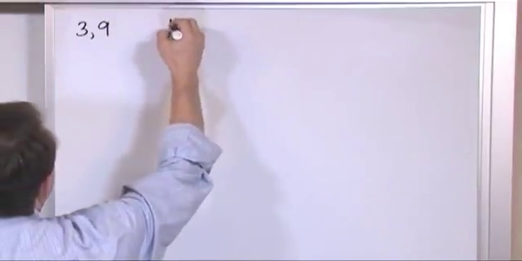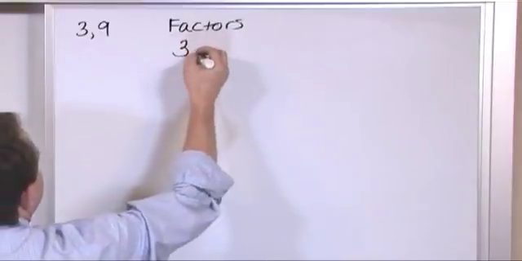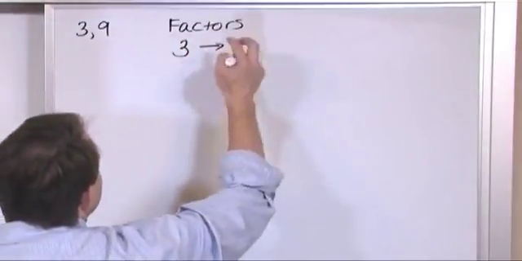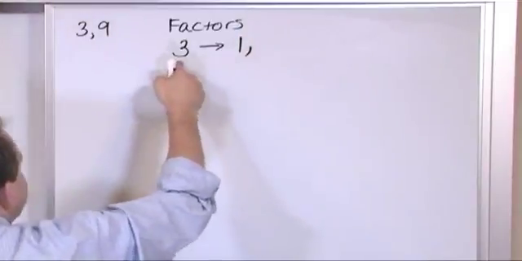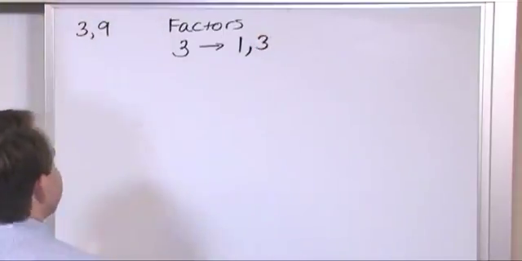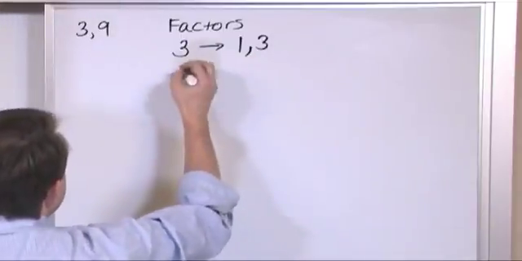Okay, so we want to find the factors of these numbers. All right, so the number 3, how do you find the list of factors? Well, what can divide into 3 evenly? Well, the number 1 can divide into 3. The number 2 cannot divide into 3 evenly, but the number 3 can, so he's in our list of factors. And you can't go any higher because it's not going to divide in.